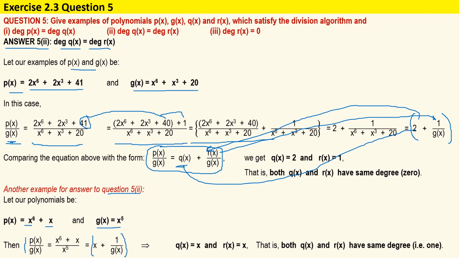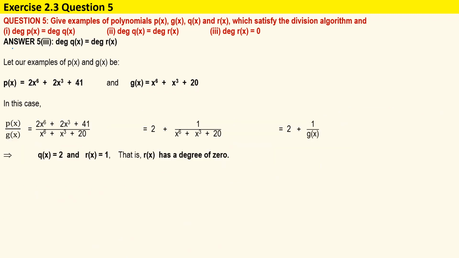So if we compare it with our expression here, we will see that 1 is the r(x), that is remainder is 1, and x will be our q(x), and hence we have found the value of q, we have found the value of r, we have already given example of g, and we have given example of p. Therefore we have found all the four values p, g, q and r, and hence we have solved the example of the question number 5-2.